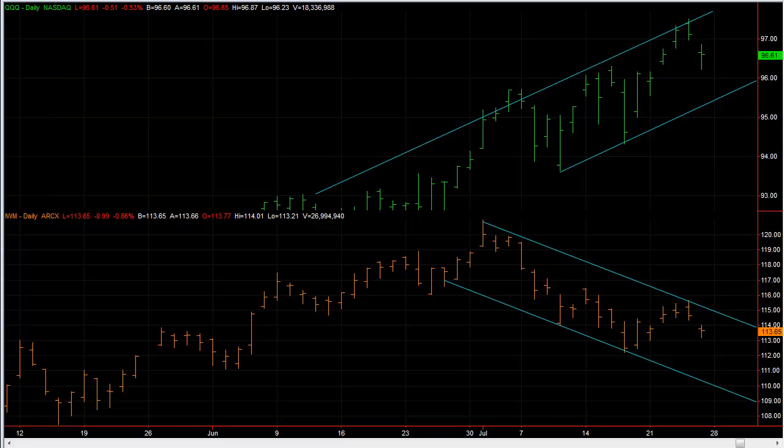So in this particular chart, you're going to see the QQQ, which is the NASDAQ 100 ETF, and then below you're going to see the IWM, which is the Russell 2000 ETF. And if you look at these two charts, you'll see that the NASDAQ's going up and the Russell's going down. So they're diverging, they're moving apart.